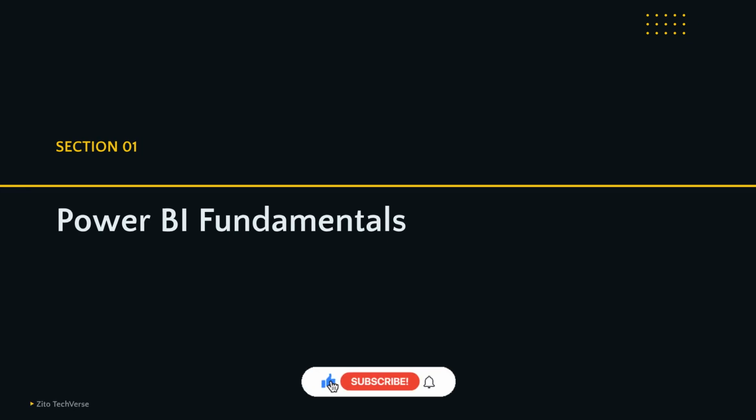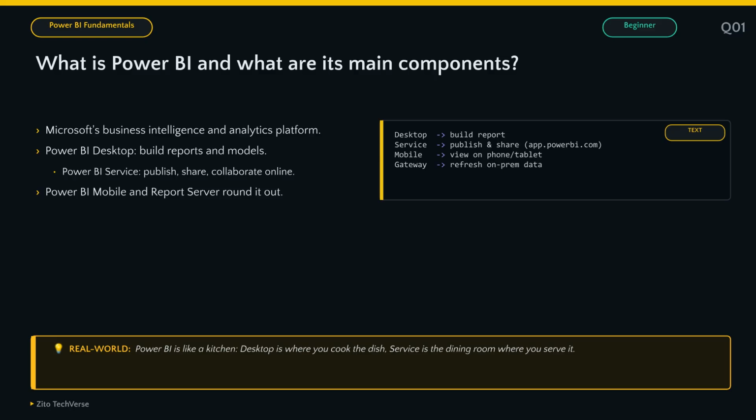Power BI Fundamentals. Question 1. What is Power BI and what are its main components? Power BI is Microsoft's business intelligence platform for turning raw data into interactive reports and dashboards. Its main components include Power BI Desktop for building models and reports, the Power BI service for sharing and collaborating, plus mobile and report server options.